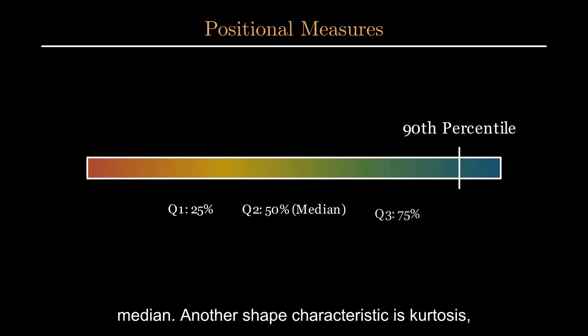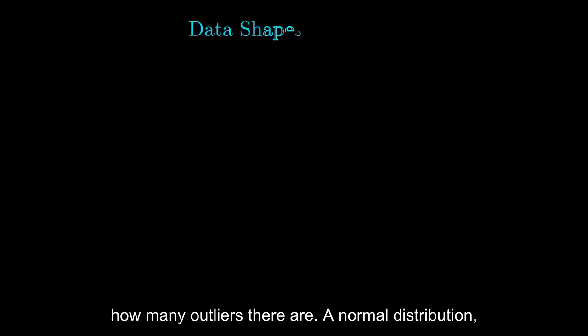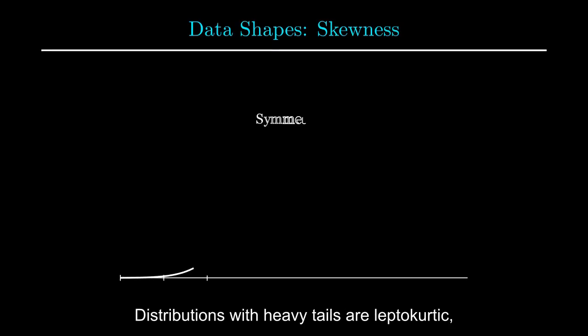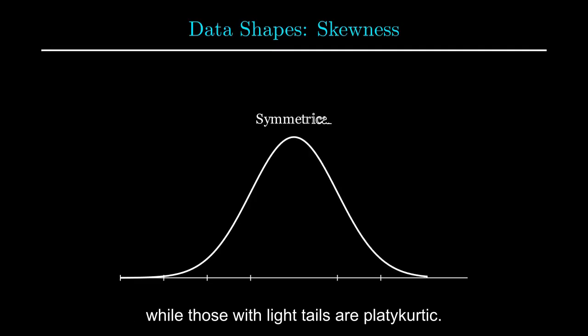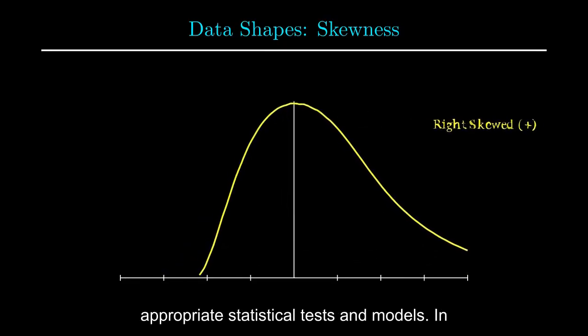Another shape characteristic is kurtosis, which describes the tailedness of the distribution, how many outliers there are. A normal distribution, often called a bell curve, is mesokurtic. Distributions with heavy tails are leptokurtic, while those with light tails are platykurtic. Understanding these shapes helps in choosing appropriate statistical tests and models.